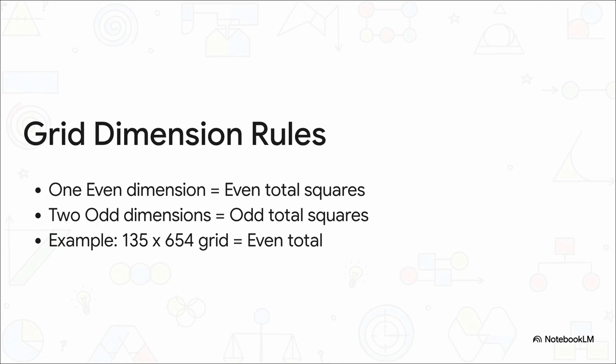Because an even number is made of perfect pairs, multiplying any number by an even number will always yield an even result. Always. So, if at least one dimension of your grid is even, the total number of squares is guaranteed to be even. A 135 by 654 grid? Well, 654 is even, so boom, the total is even. You literally only get an odd number of total squares if both dimensions are odd.